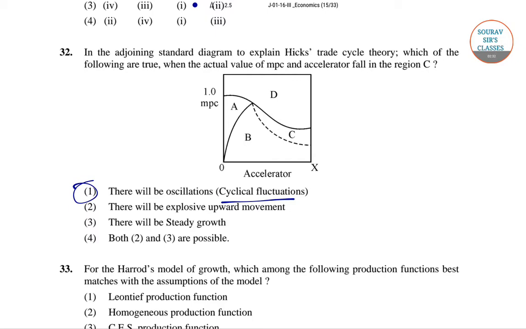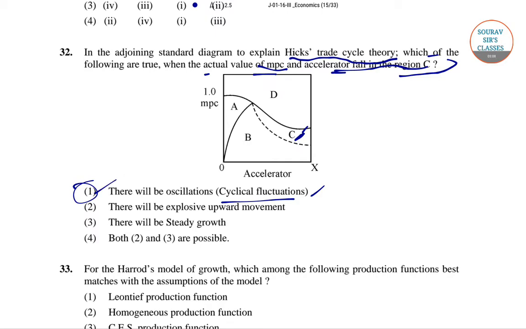So we know there will be cyclical fluctuation in it. In the adjoining standard diagram to explain Hicks trade cycle theory, when actual value of MPC and the accelerator fall in the region C, there will be oscillation, that is cyclical fluctuation. So for question number 32, the right answer would be option 1.